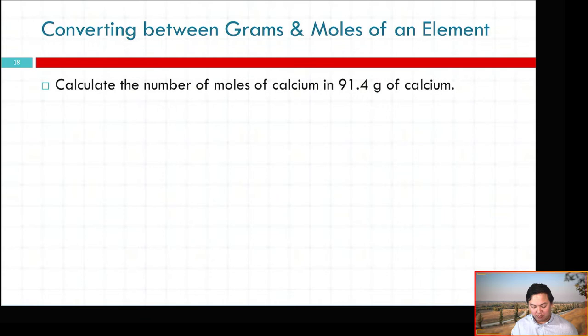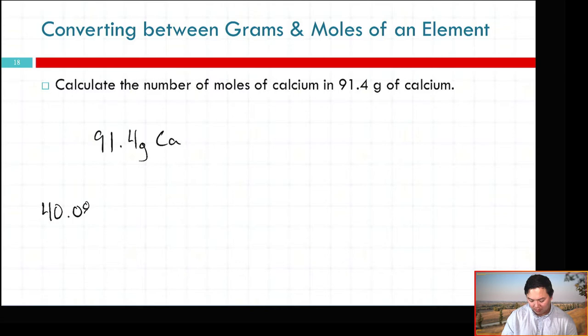So let's look then at calcium. If we have 91.4 grams of calcium, let's see how many moles that is. So calcium has an atomic mass, and I'm going to write this here, 40.08 grams of calcium equals 1 mole of calcium. Pulled straight off the periodic table at the back of the, or I think this periodic table is actually in the front of the book. If you have the digital version, it's in the back matter chapter or section, which is what I'm using.